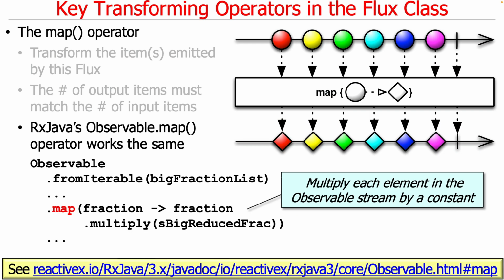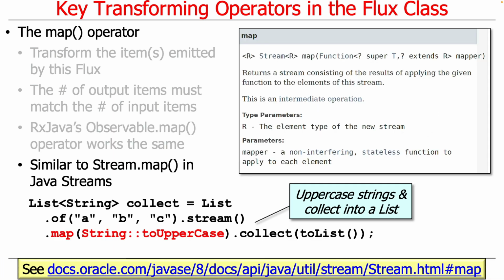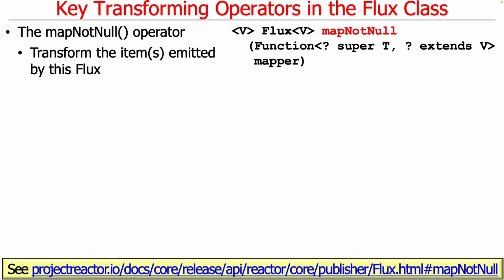RxJava has a map operator that works exactly the same way. Surprise, surprise. No surprise, really. And interestingly enough, Java Streams has a map operator that works very similarly as well. So here's an example where we have a list of three lowercase strings, which we turn into a stream, and then we call toUpperCase on each of these strings, and then we collect the results into a list. So this is an example of doing something similar with Java Streams. Pretty clearly a very common functional programming feature.